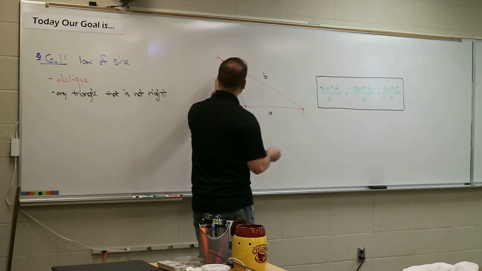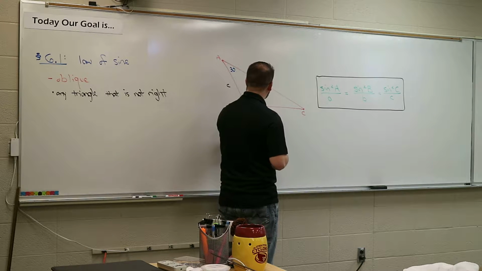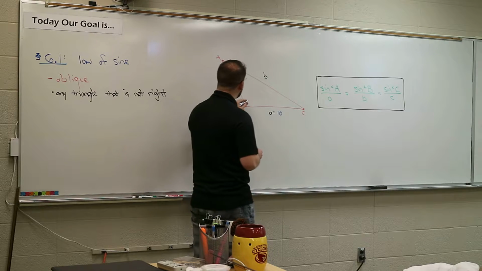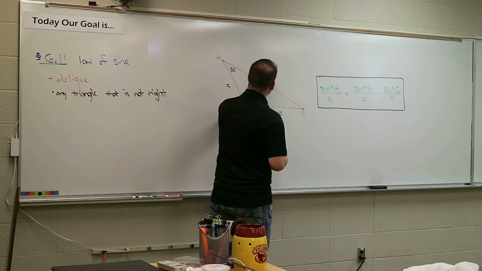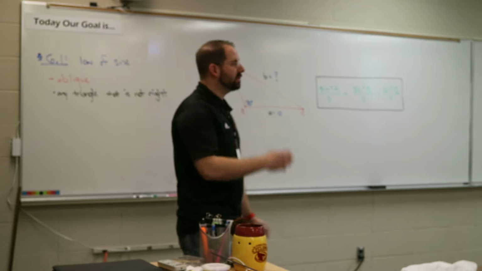Okay, so let me give some numbers here. Let's say this is 30. Let's say the wall opposite of it is 10. That works. And let's say angle B here is 130 degrees. And I want to find the wall that's across from it. That's where you can actually set up the proportions.